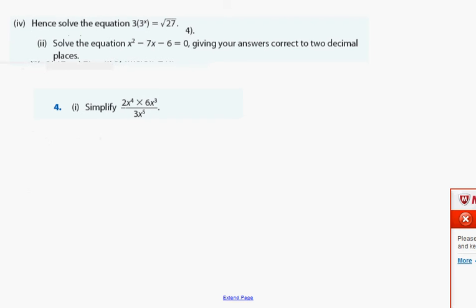Okay, so the first question here is 2x to the power of 4 multiplied by 6x to the power of 3, divided by 3x to the power of 5. Anybody have any ideas how you go about doing that?